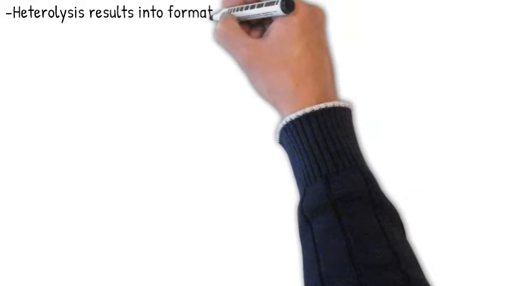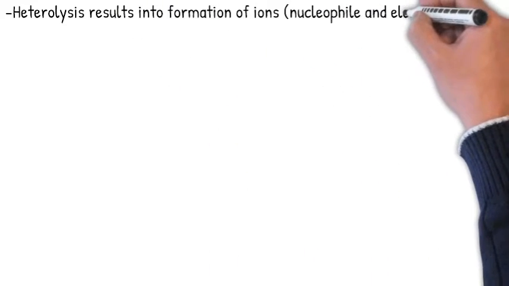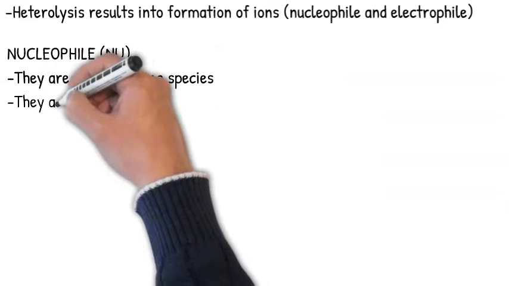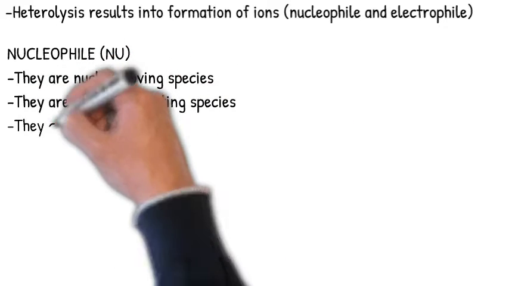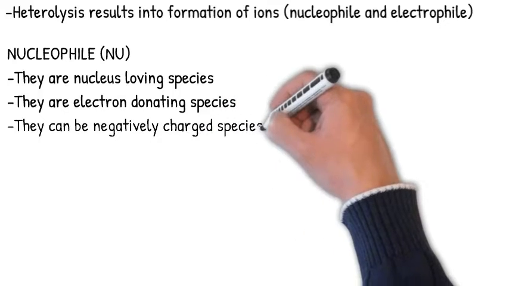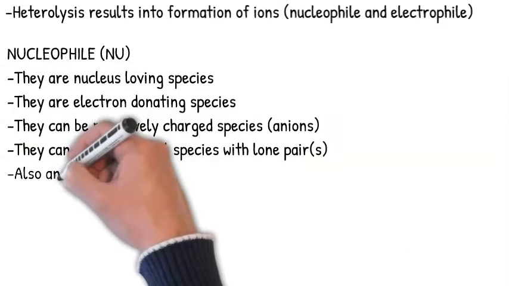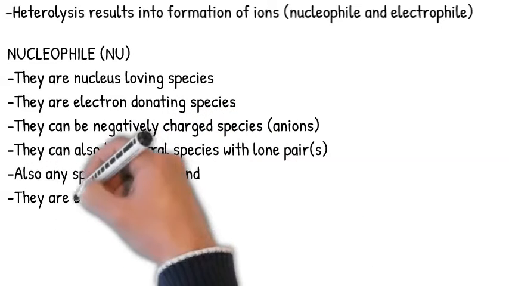Heterolysis results in the formation of ions: nucleophile and electrophile. Nucleophile. They are nucleus-loving species. They are electron-donating species. They can be negatively charged species, anions. They can also be neutral species with lone pairs. Also any species with a pi bond. They are electron-rich species.